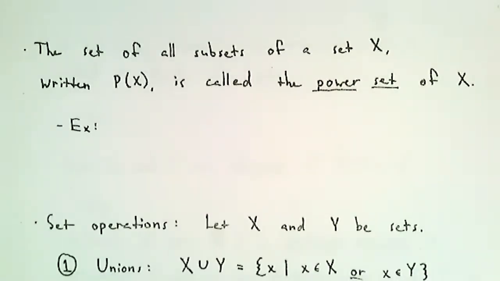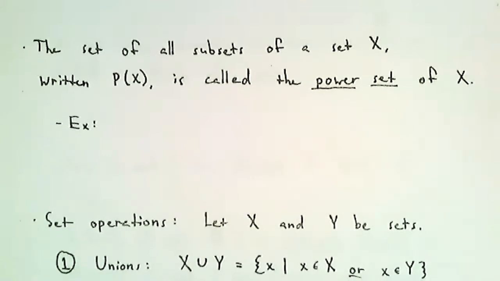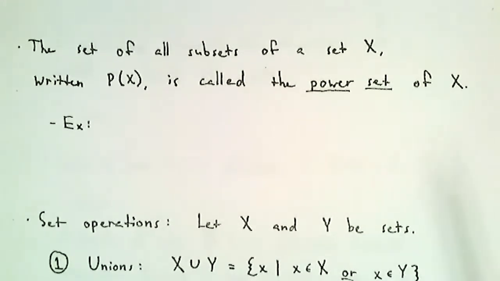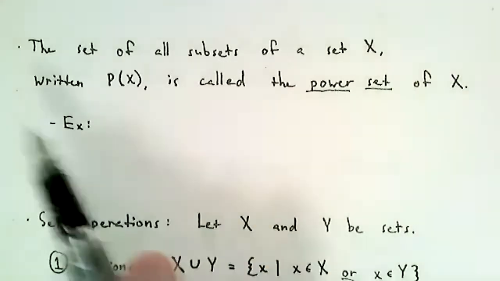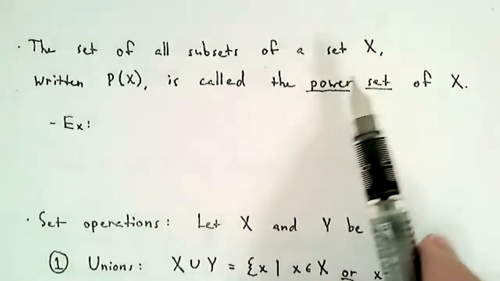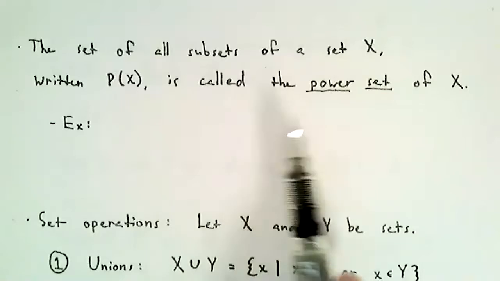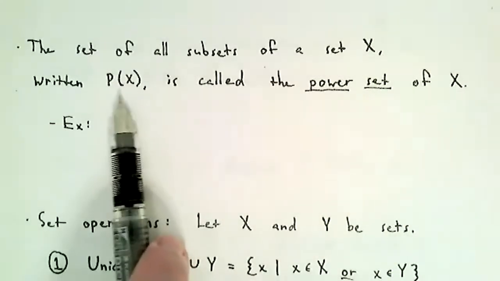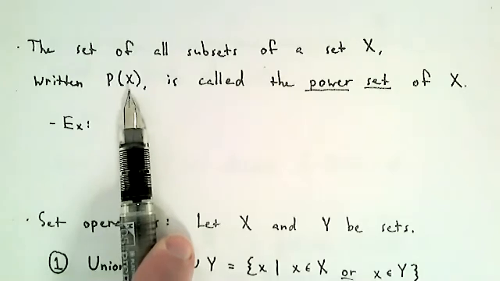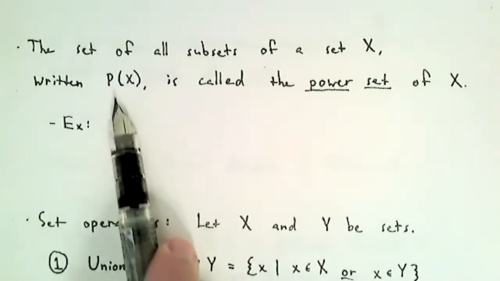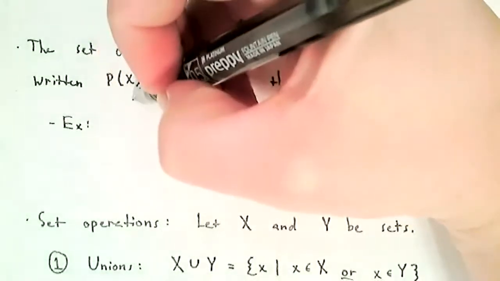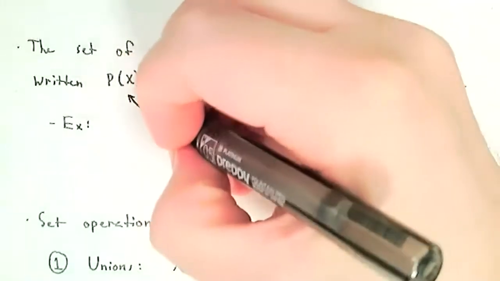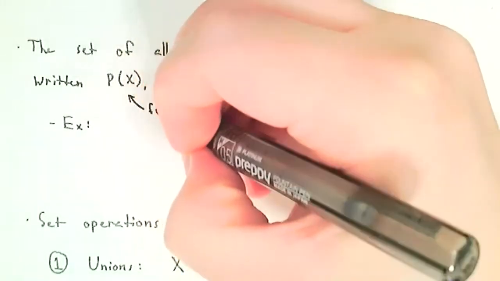So next up is the idea of a power set. The set of all subsets of a set, so this is a mouthful, the set of all subsets of a set X is called the power set of X. And it has this special notation, capital P with X in parentheses. So this is something like a function. I'm sure you've seen functions like f of x or something like that.